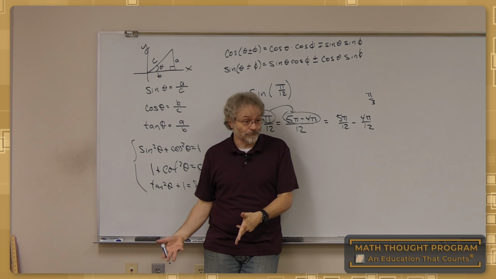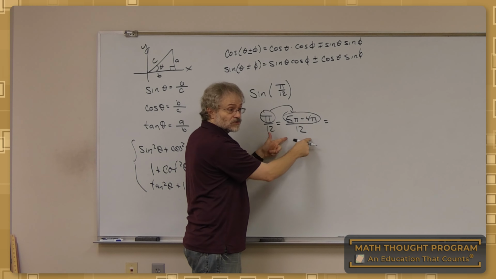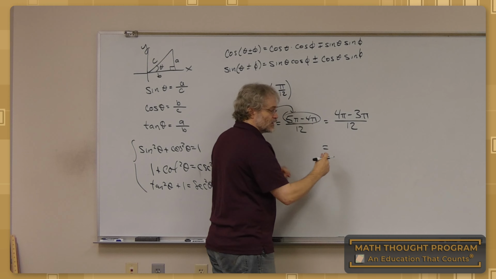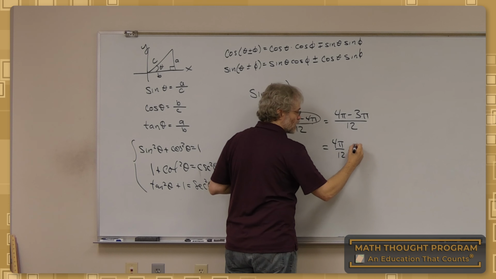And what I can do is, once again, I might want to just look at the factors for 12, 3 and 4. What if I said 4 pi minus 3 pi? And I do the exact same thing. I take this and I just rip this thing apart. I'll have 4 pi over 12 minus 3 pi over 12, which then, okay, 4 goes in 12 3 times. 3 goes in 12 4 times. And then I know what's going to happen.